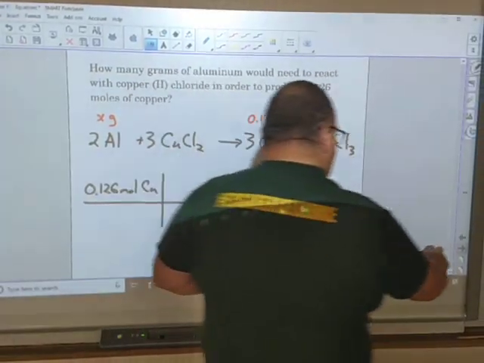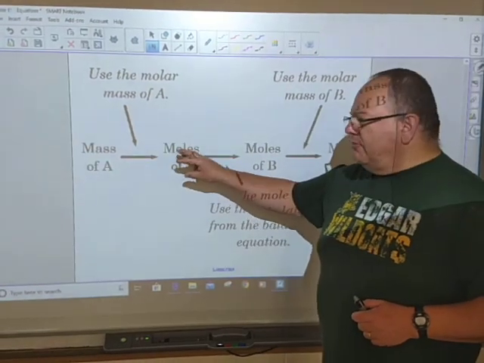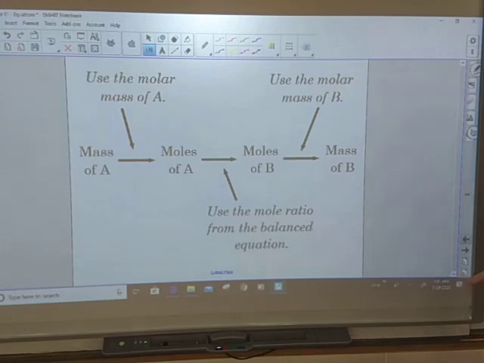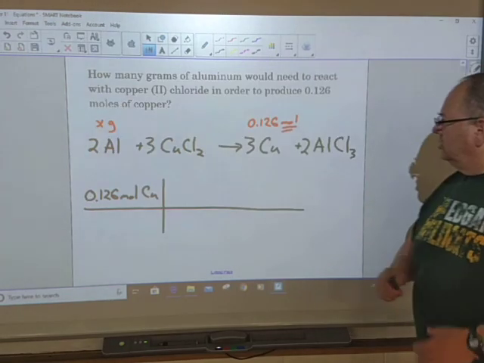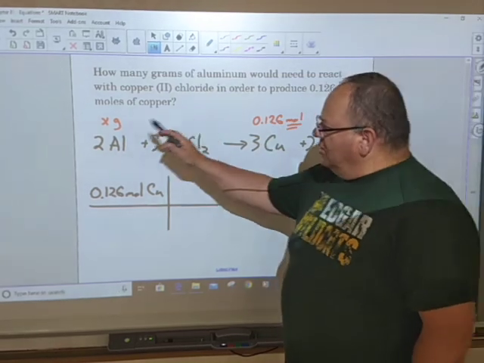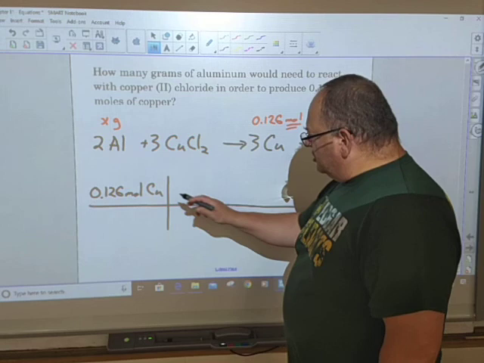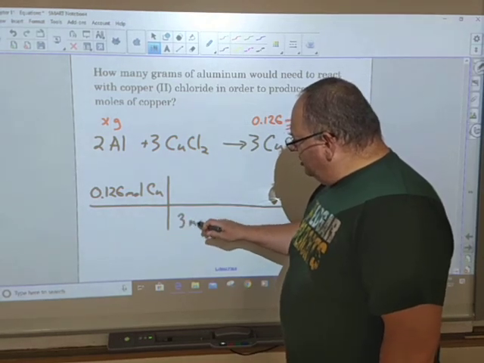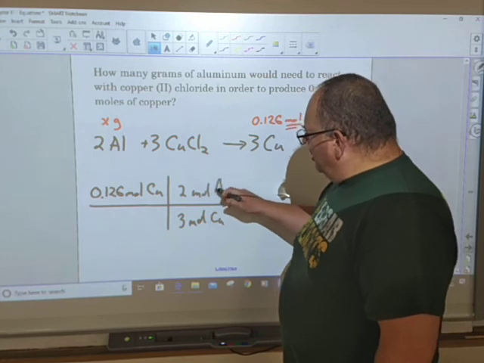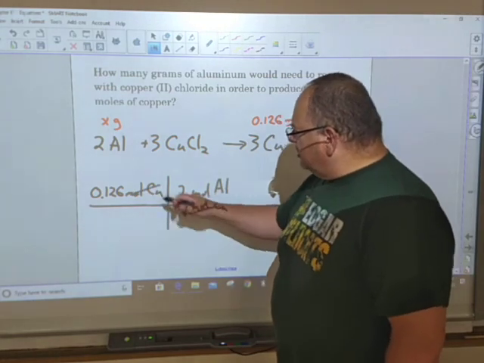So when I go back and look at that map, I'm already here. I'm already at moles. I don't have to do that. Okay? So what I need to do is use my mole ratio. And it says for every 3 moles of copper, I need 2 moles of aluminum. And I want copper to cross off. So 3 moles of copper to 2 moles of aluminum. There's my ratio. Moles, copper, cross off.